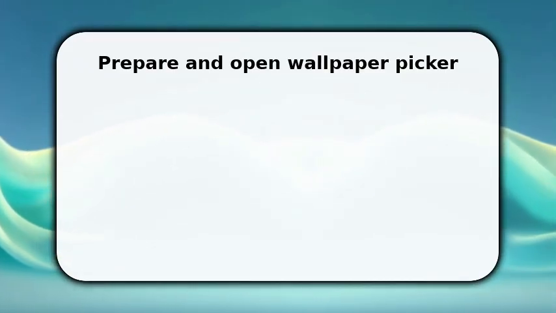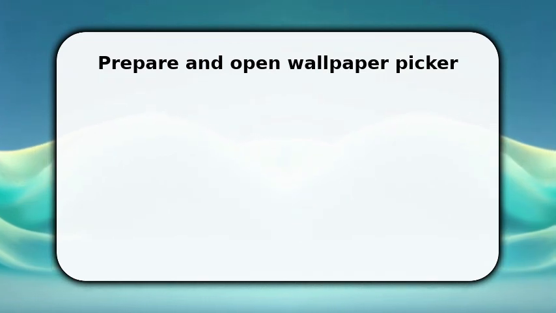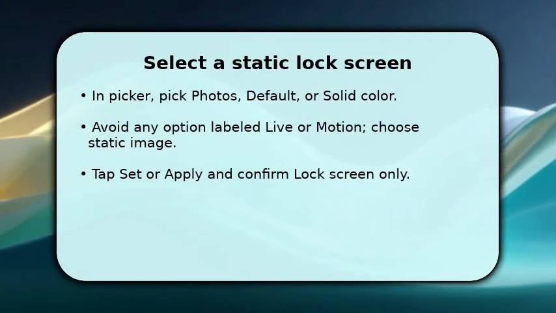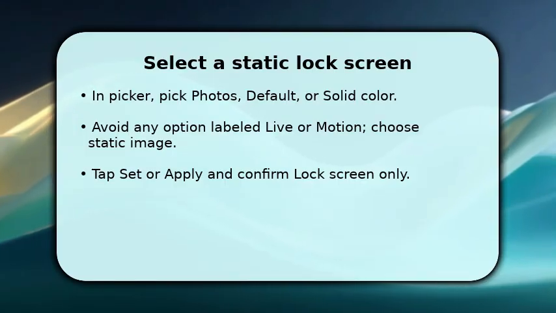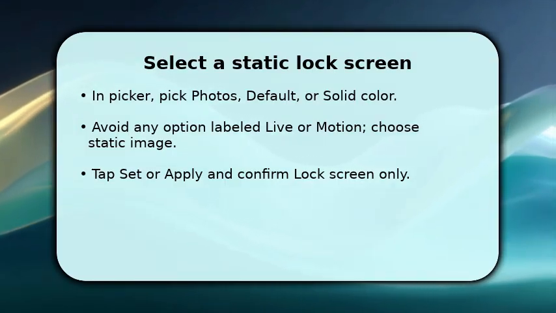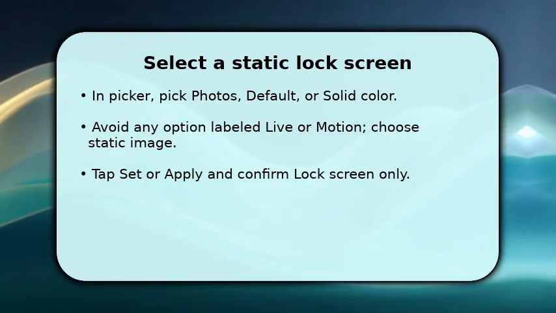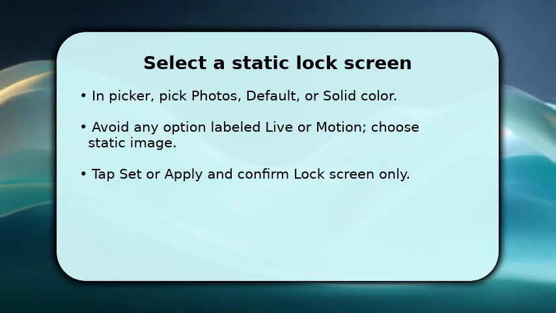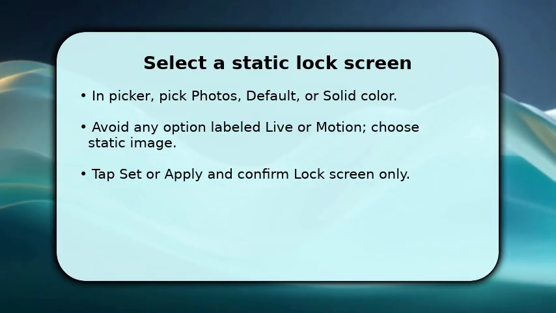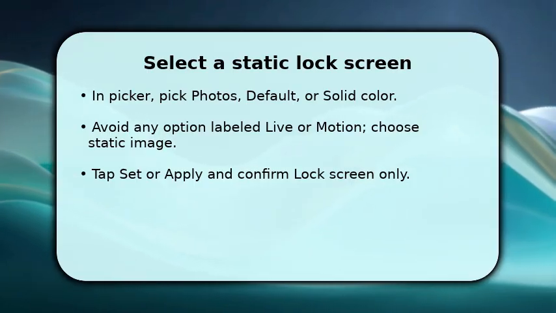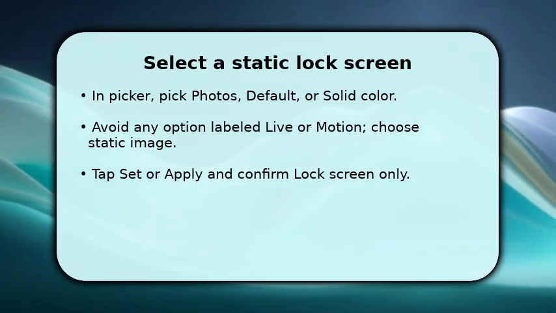Now you replace the live wallpaper with a static option so the animation stops. In the picker, pick photos, a default image, or a solid color, and avoid any option labeled live or motion. Those re-enable animation. Tap Set or Apply, and when prompted pick lock screen only. This ensures your home screen stays unchanged.